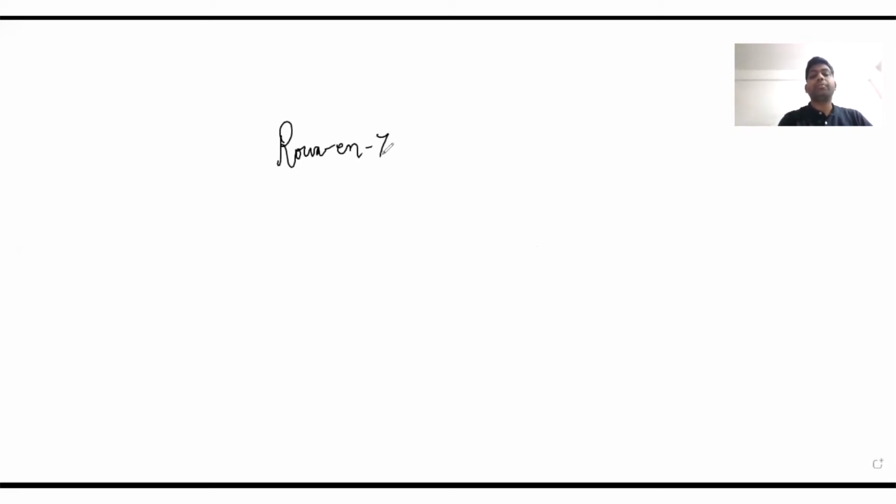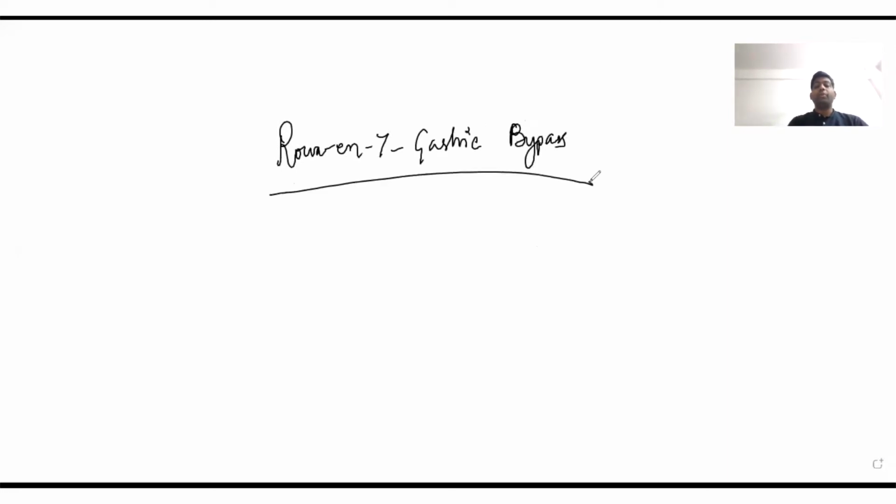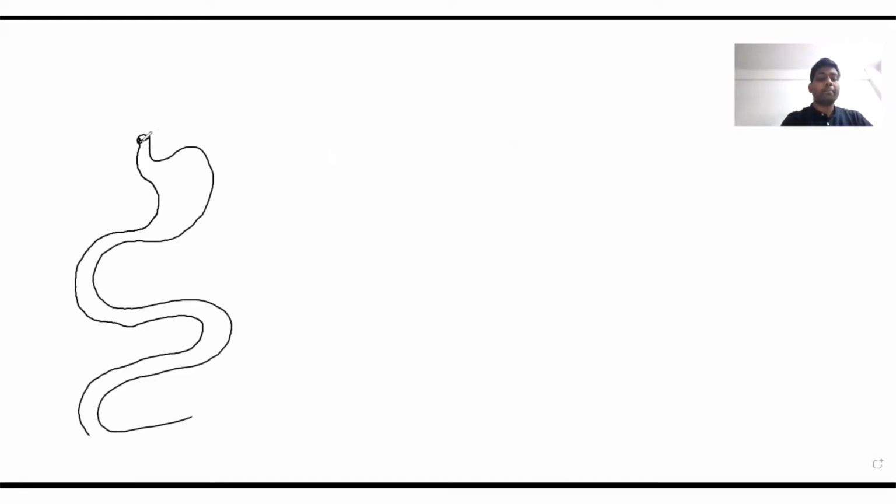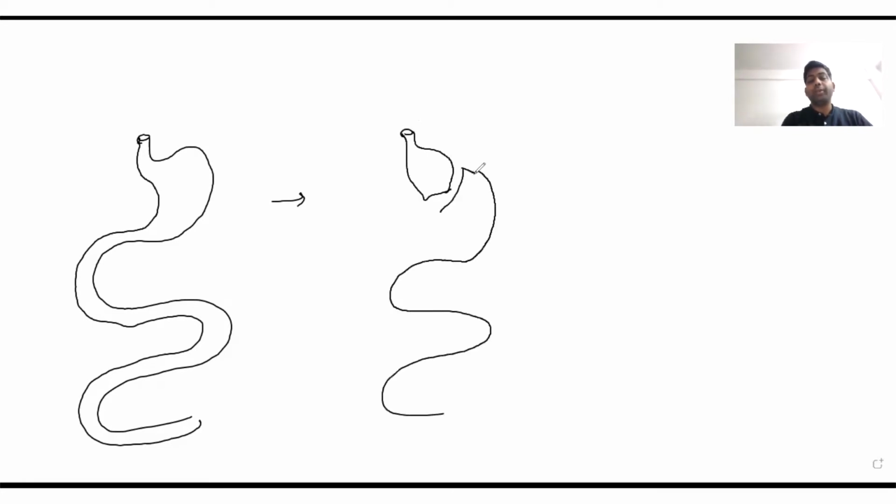Roux-en-Y gastric bypass. As we said, this is a combination of malabsorptive as well as restrictive. Mainly it's a restrictive procedure, but it can cause malabsorption as well. Let us see the steps of Roux-en-Y gastric bypass. This is the stomach, duodenum and the small intestine. So what we do in the first step, we create a small gastric pouch which is based on the lesser curvature. And what is left behind is the remaining part of the stomach and the small intestine. Now what we do next, we make a Roux-en-Y jejunostomy, and for that we make an incision in the jejunum with an idea to create the length of the roux limb about 100 centimeter.